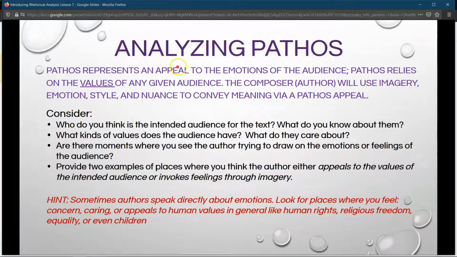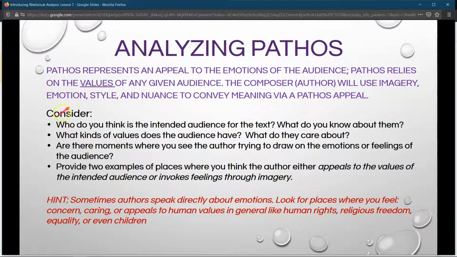So analyzing pathos, and again, pathos is emotional appeal. Pathos represents an appeal to the emotions of the audience. Pathos relies on the values of any given audience. The composer-author will use imagery, emotion, style, and nuance to convey meaning via a pathos appeal.